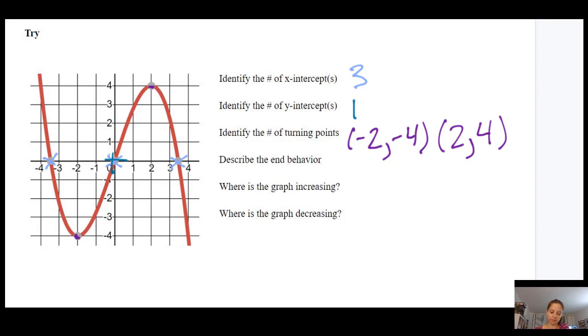Describe the end behavior. So I'm going to say this graph is up, then down.